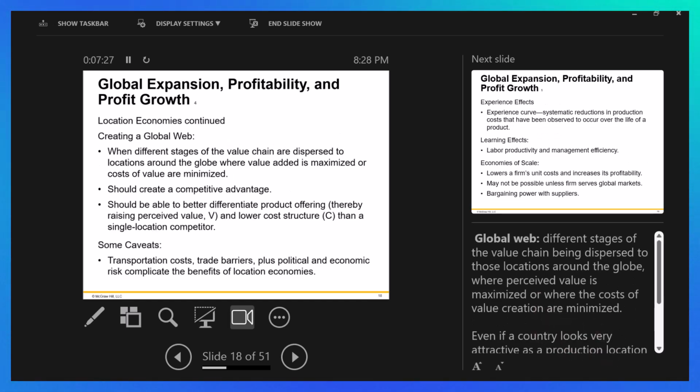Creating a global web: when different stages of the value chain are dispersed to locations around the globe where value added is maximized or costs of value creation are minimized, it should create a competitive advantage. The firm should be able to better differentiate its product offering, thereby receiving higher value V and lower cost structures C than a single location competitor. There are some caveats, however. For instance, transportation costs, trade barriers, plus political and economic risks complicate the benefits of location economies.